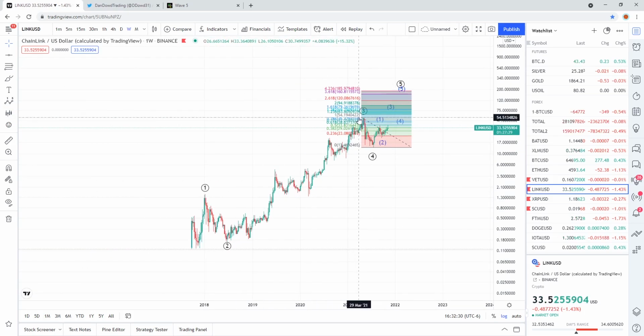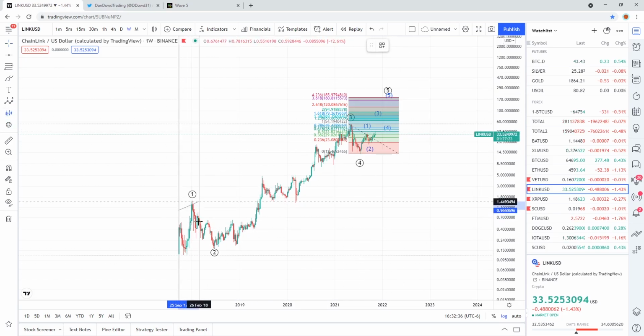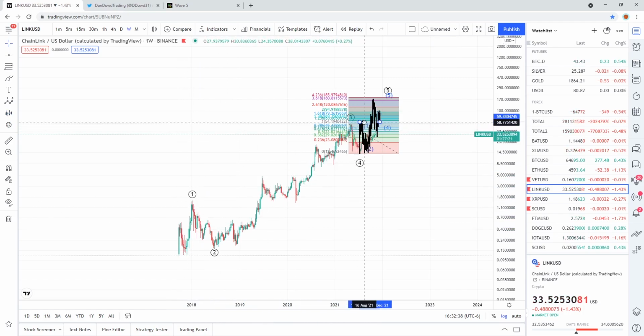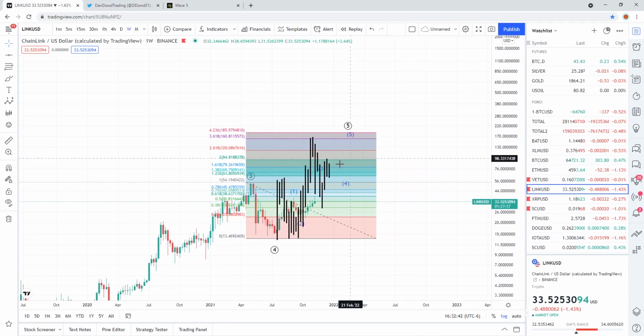Now since primary wave 3 is extended, sometimes you will see a wave 1 and a wave 5 equal in length. So if all of them Fibonacci extension levels were to get breached and we were to see this thing get up to that 4.236 extension, this would be another confluence, because this takes it up right up to about $170. So still in that price range.